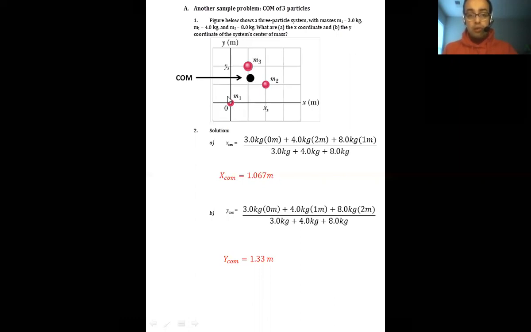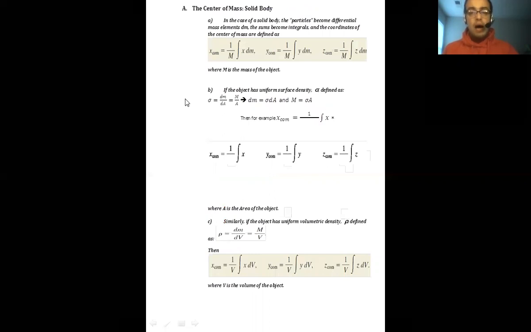So if we were to throw these three balls at the same velocity, and we said, okay, can you describe the motion? We could describe the motion by describing the motion of the center of mass. I'm not going to talk about this a whole lot, but if we're talking about the center of mass of an entire body, in the case of a solid body, the particles become differential mass elements, dm. The sums become integrals, and the coordinates of the center of mass are defined as you see here. What this means is you're treating a solid object as though it were an infinitely large number of individual particles.